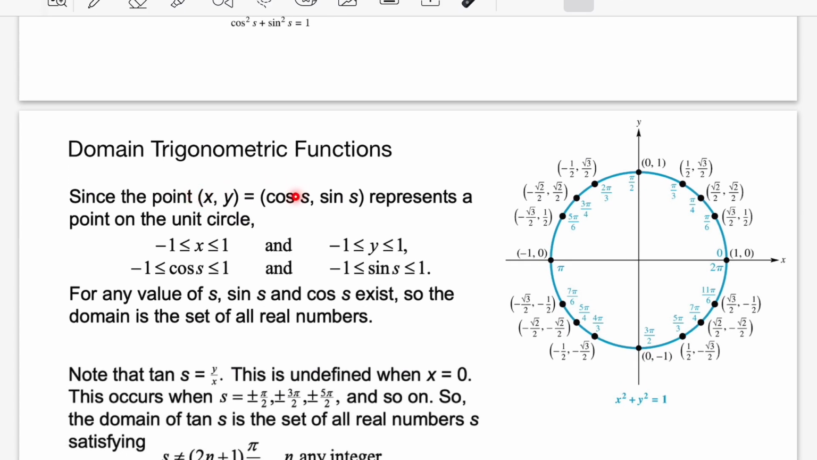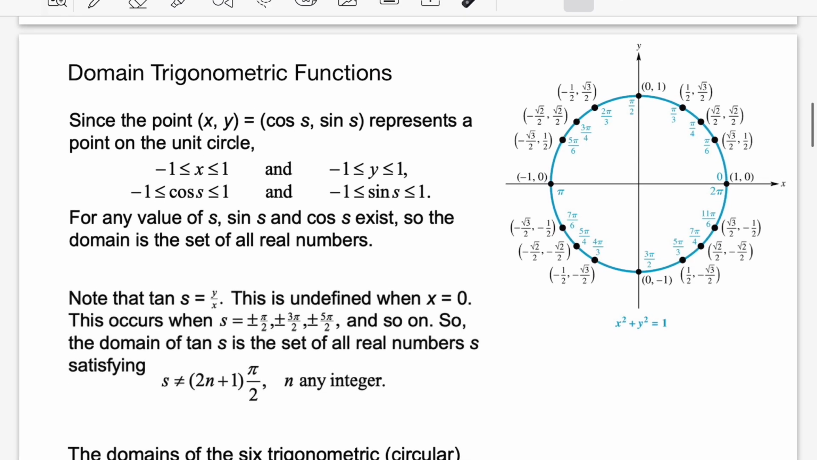So we just saw that this point (x, y) is going to be (cosine s, sine s), and it represents a point on the unit circle. This is the unit circle here on the right. We see all of our radians here, and these are all of our corresponding coordinates. Notice that all of our x values lie between -1 and 1, and all of our y values lie between -1 and 1. Using this information, this tells us that cosine s lies between -1 and 1, and sine s lies between -1 and 1. So the domain is the set of all real numbers.